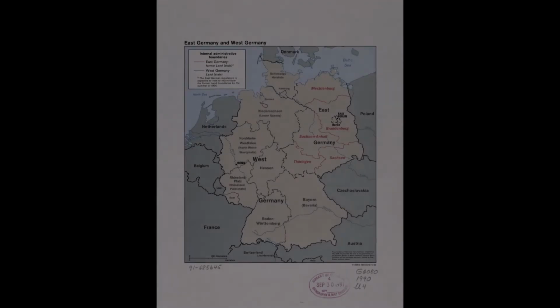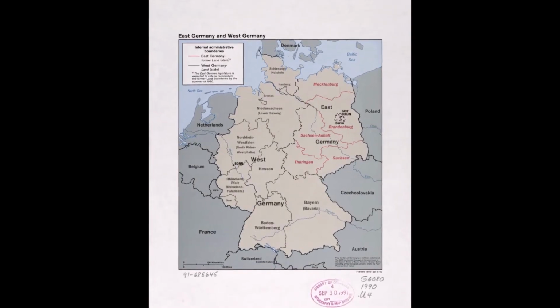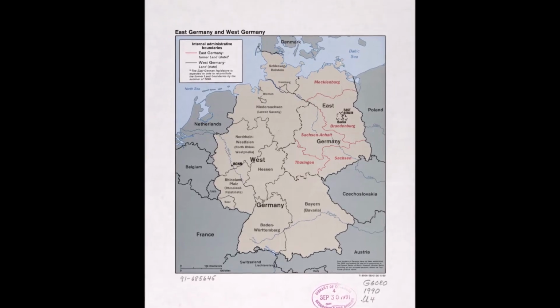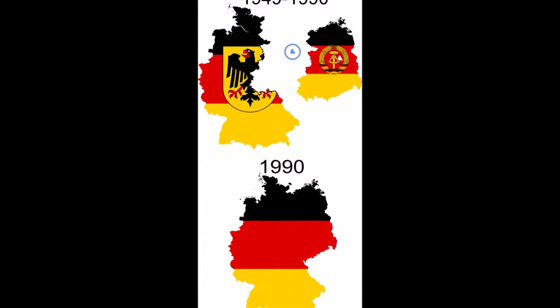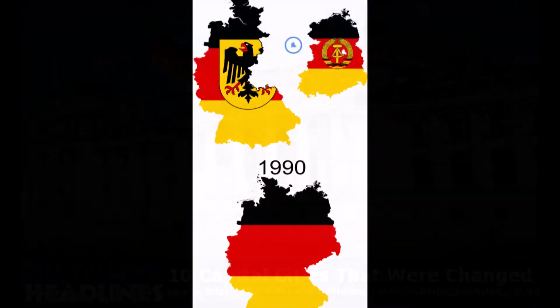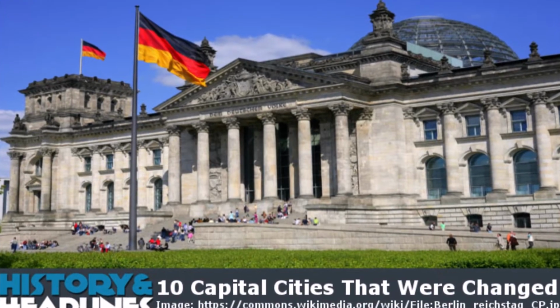Number 10. Bonn to Berlin, Germany, 1991. When Germany was split after World War II into East and West Germany, each had their own capital, Bonn in the west and East Berlin in the east. Upon reunification after the fall of the Communist Soviet bloc, the government was moved into the traditional German capital city of Berlin.